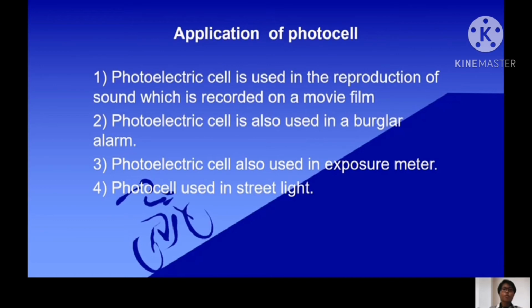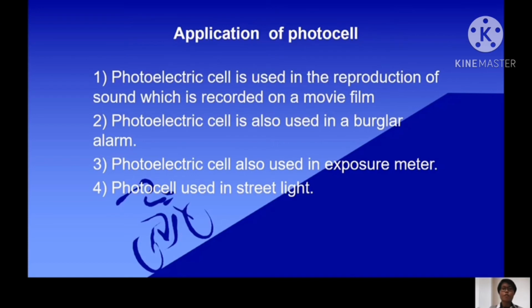Next, the photoelectric cell is also used in a burglar alarm. This device is kept near a safe to be protected from a thief. A burglar alarm is a device which is used for locating an intruder or thief near precious valuable things like a safe. This device consists of a photocell and an infrared source of light.